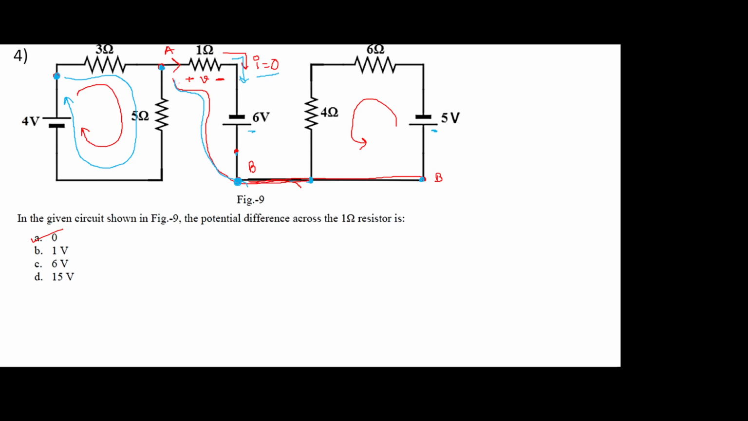Since current is zero, voltage is what? I into R. So current is zero, so irrespective of the resistance, the voltage will always be zero. Got it, ma'am. Thank you.